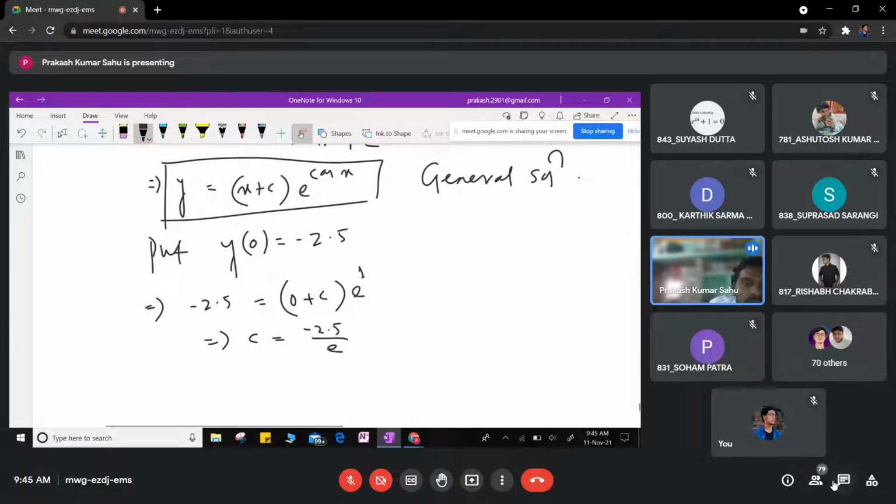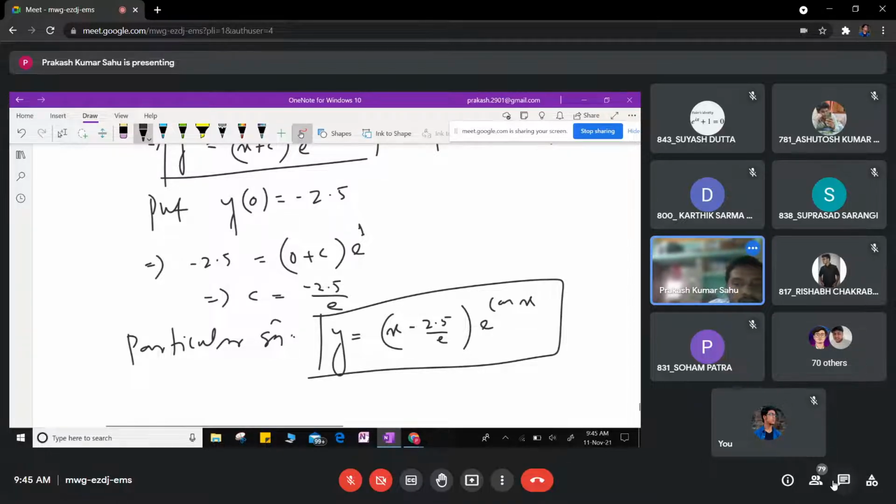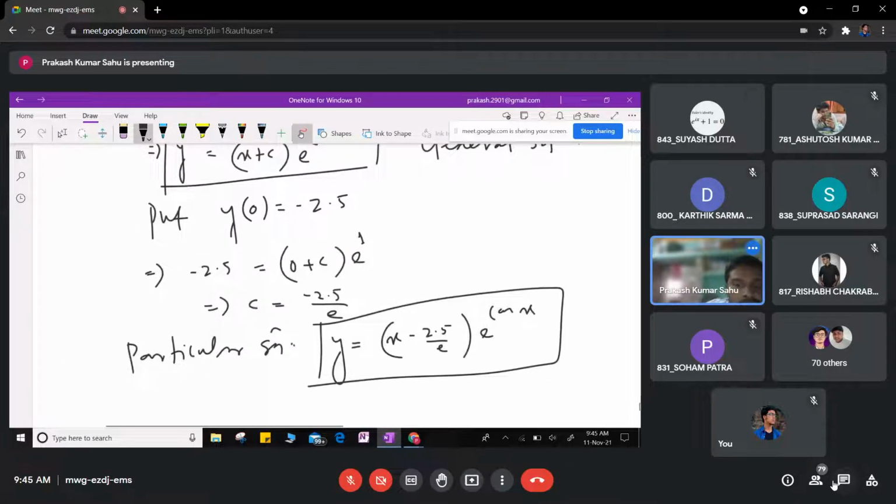So let us see, if c is equal to this much, then what is the particular solution? Then the particular solution: y is equal to (x minus 2.5 divided by e) whole into e to the power cos x. So this is your solution. Got it? Yes, sir.